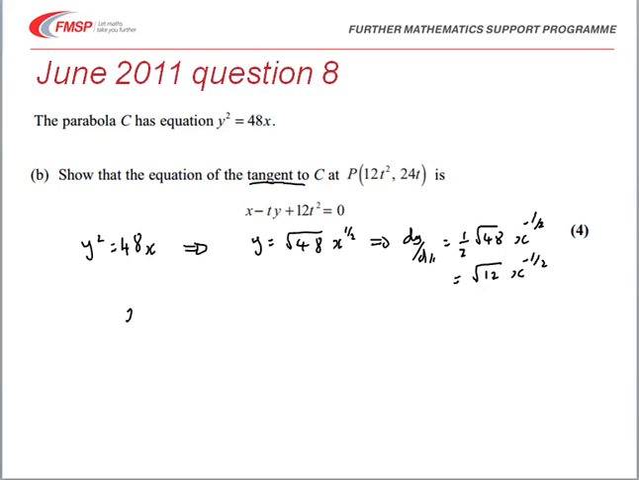We know at the point that x is equal to 12t squared, so substituting that into the value for dy by dx, we can see that that is equal to root 12, and then x to the power negative half is therefore 1 over square root of 12 and the square root of t squared, which is t. So the root 12s cancel out to give us 1 over t.